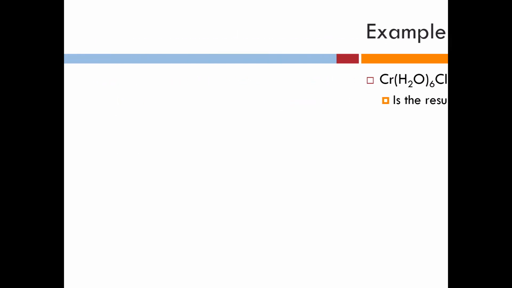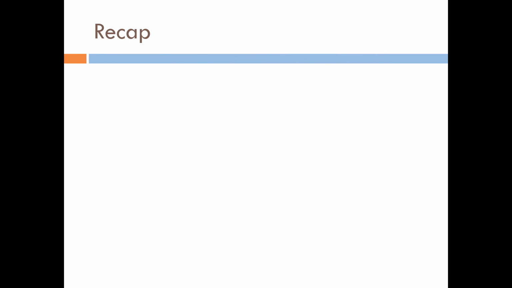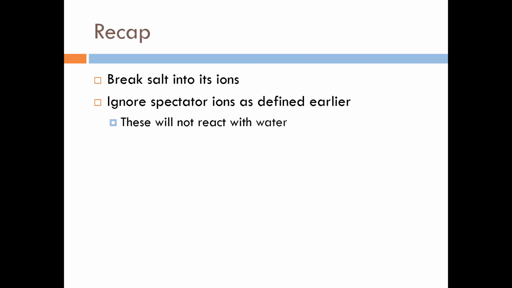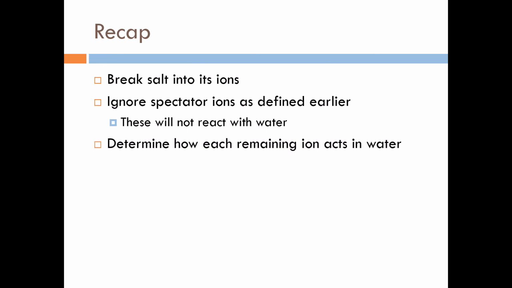All right, so to recap today's video. If you're trying to figure out whether a salt will create a basic or acidic solution, the first step is to break the salt into ions. Identify and ignore spectator ions as defined earlier in this lesson. Because again, like every other time we've talked about spectator ions, they do not react with water or anything for that matter. And then whatever ions are not spectators, we just determine how each of the remaining ions will act in water. And generally this boils down into comparing Ka and Kb, right?